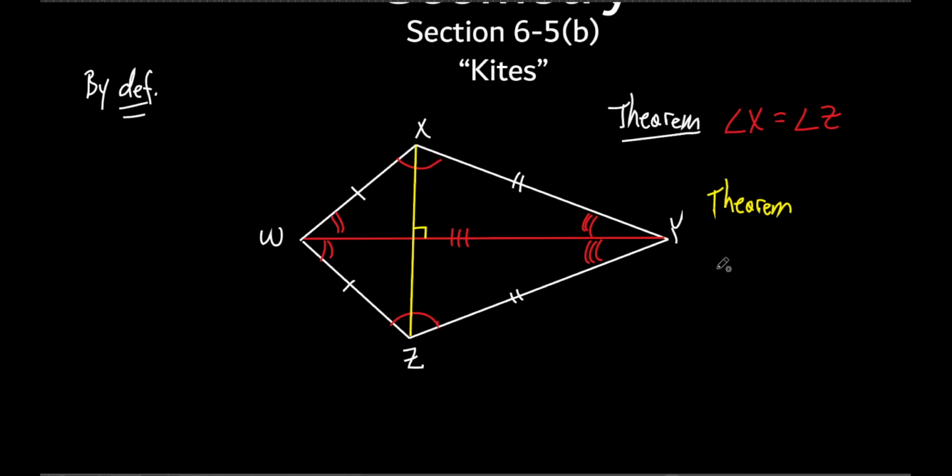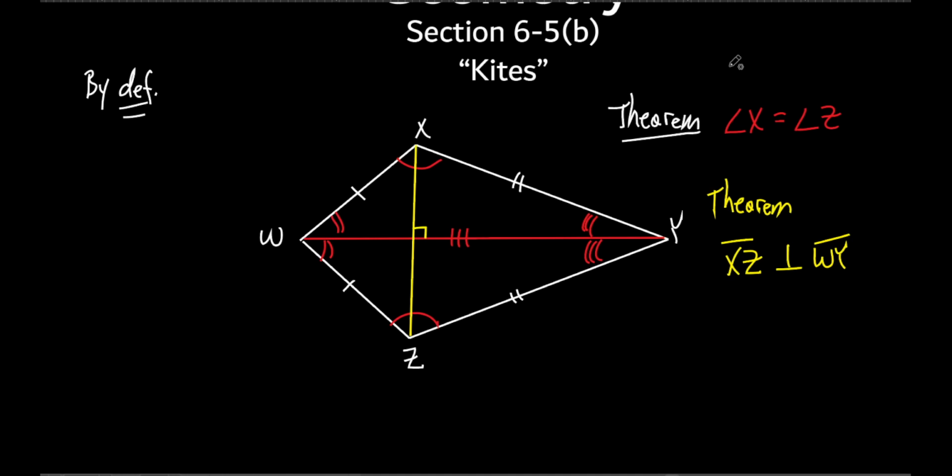So that means XZ, I'll just write this. XZ, line segment XZ, is perpendicular to line segment WY. All right, that's basically what the theorem says. And this one right here, that's basically what that theorem says. It's just not all in words, all right?